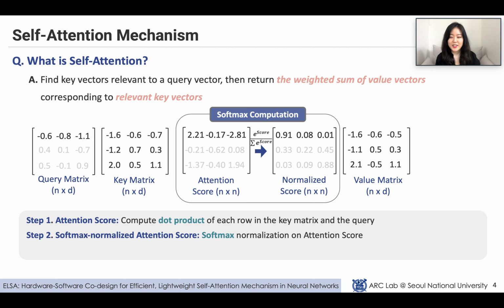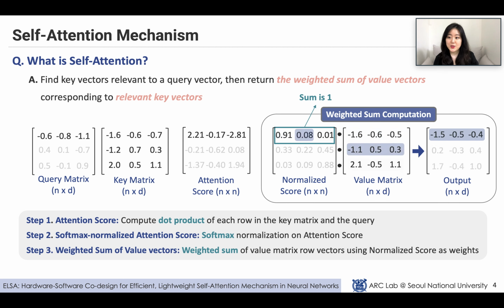The softmax function computes the exponent of each attention score and normalizes it with the sum of exponents. This process assigns large weights to the keys with high attention scores and low weights to the keys with relatively low attention scores. After normalization, the sum of all softmax normalized attention scores for a given query is 1. Third, using the softmax normalized attention scores as weights, the self-attention mechanism computes the weighted sum of value vectors. In this slide, the first key has the highest softmax normalized attention score, and thus the final output vector is very similar to the first key's value vector.